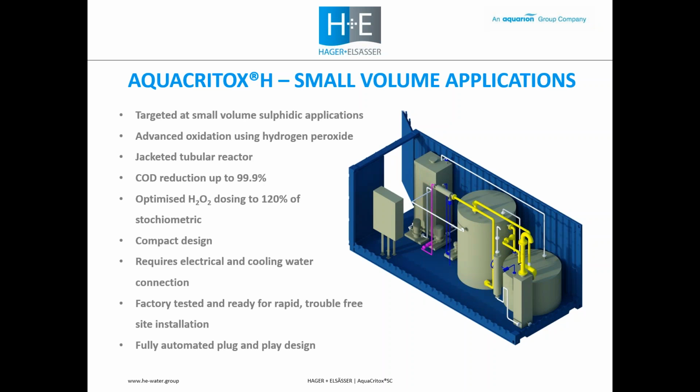It's not only aimed at those applications, but it does work very, very well. We would expect to achieve 99.9% COD reduction of sulfidic waste again. But rather than using oxygen, because this is a small scale plant, we're using hydrogen peroxide as the oxidizer. So we would need a supply of hydrogen peroxide for the system. This is then dosed into the package to facilitate oxidation.